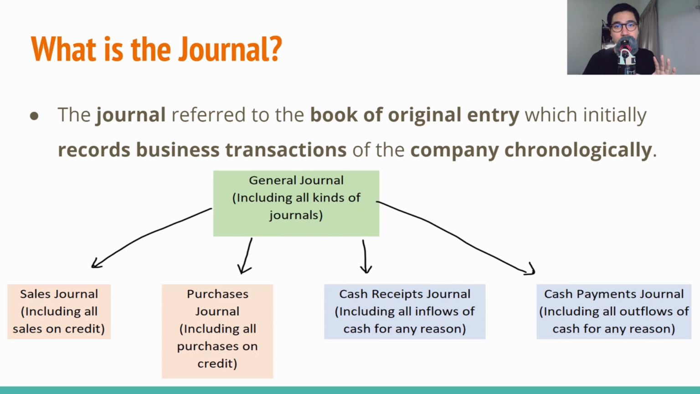Now, like usual, we're gonna take off with a question. What is the journal? The journal is a detailed record that reports on economic events of a company initially and chronologically. Moreover, the journal is also known by another name, the book of original entry, because whenever a transaction occurs in a company, the accountant will report it in the journal firstly and chronologically in detail.